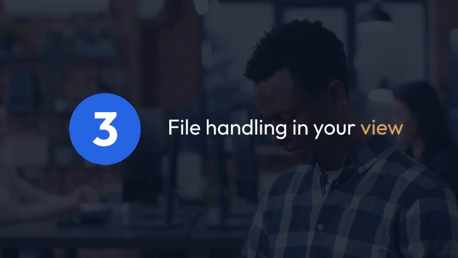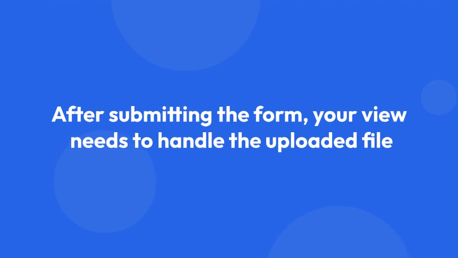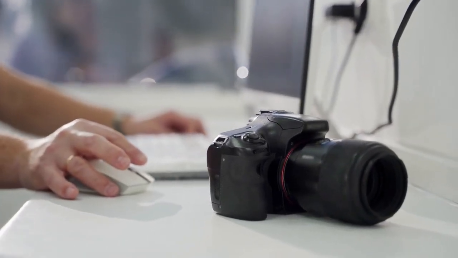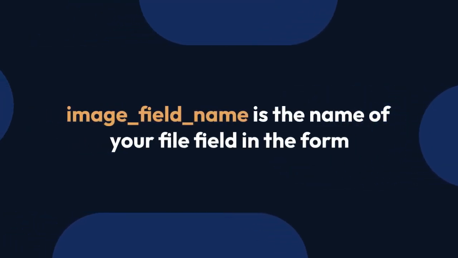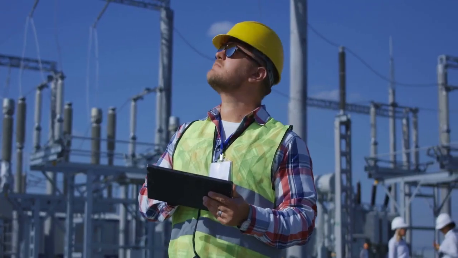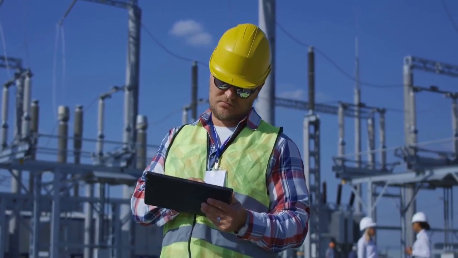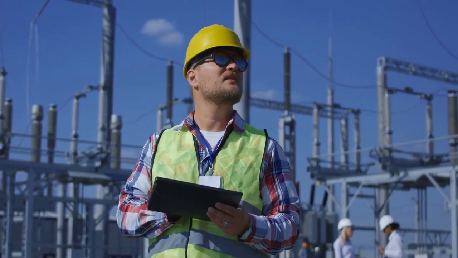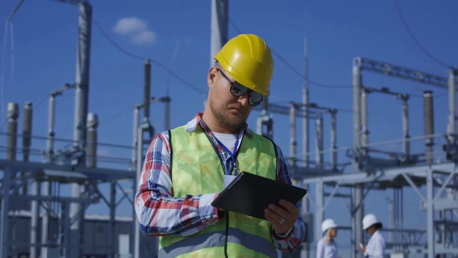3. File handling in your view. Once the form is submitted, your view needs to correctly handle the uploaded file. You should access the file using request.FILES['image_field_name'], where image_field_name is the name of your file field in the form. Make absolutely sure that your field name matches exactly between the HTML template, the Django form, and the view's request.FILES access. It's easy to introduce an error here, like forgetting the name or using the wrong case.